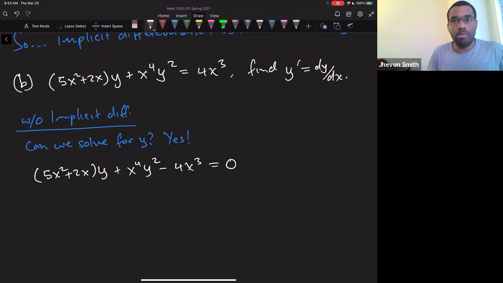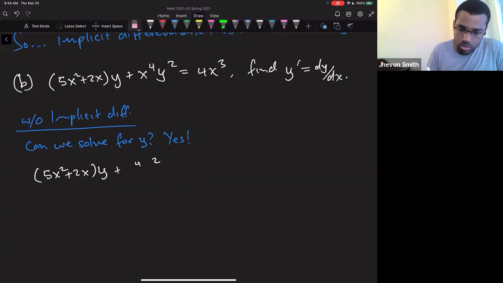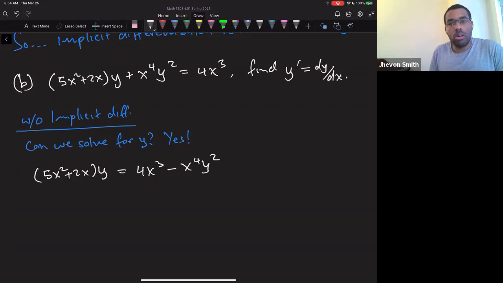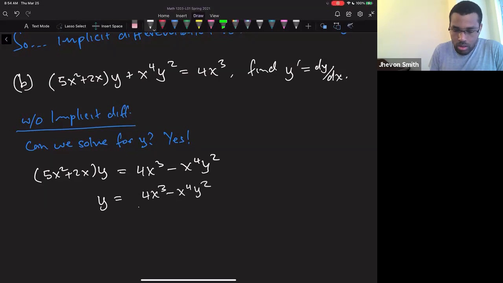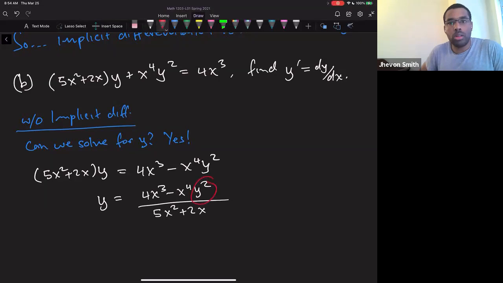I was doing it a different way as well, Madeline? I kept 5x squared plus 2x times y on the left, and I moved x to the fourth times y squared to the right, so it was minus x to the fourth. So 4x cubed minus x to the fourth y squared? Yes, and then I divided by 5x squared plus 2x. Okay, and then what? Because there's still a y here. So how would you differentiate that without implicit differentiation?